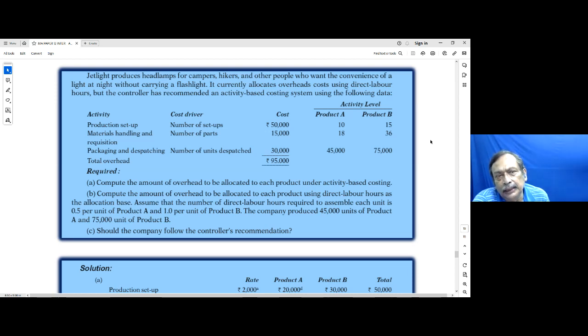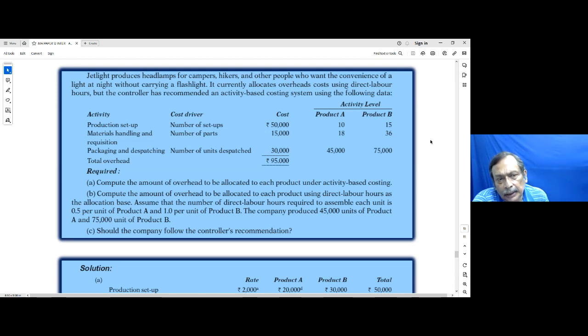Jet Light produces headlamps for campers, hikers and other people who want the convenience of a light at night without carrying a flashlight. It currently allocates overhead cost using direct labor hours, so that is a traditional base. But the controller has recommended an activity-based costing system using the following data.